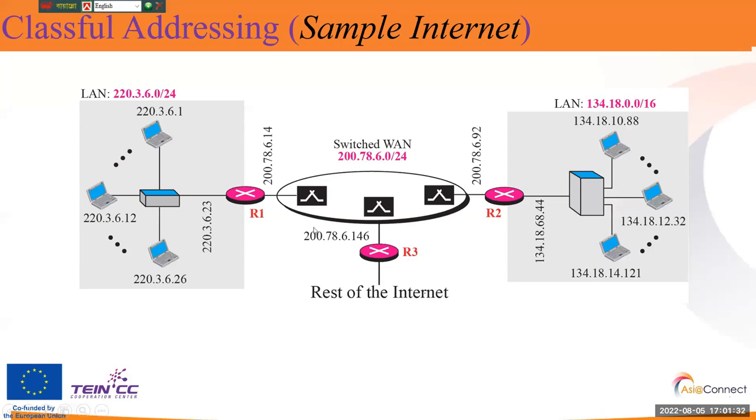And they have used three routers, R1, R2, and R3. This is the rest of the internet. You can see this switched network address is 2.0.0.78.6.0. The first address should be the network address, and the last address should be used for broadcast or special purpose. The rest of the addresses you can use for your hosts, host computers, networking routers or any other purpose. So this is the last sample internet. How can you connect our internet through the IP address?